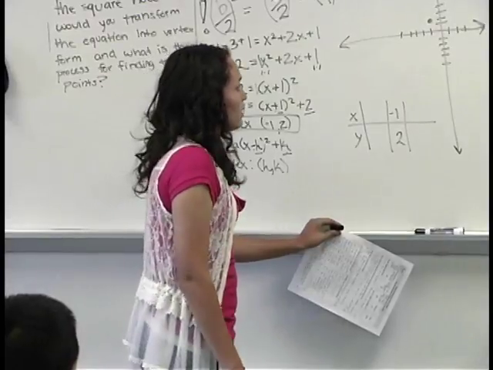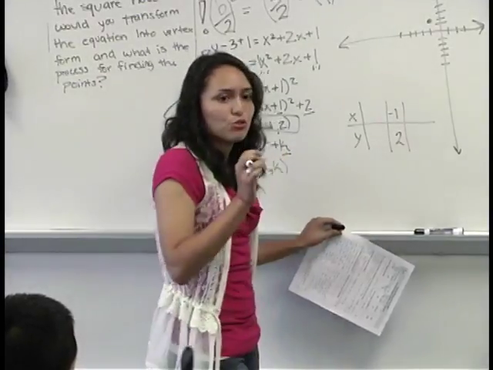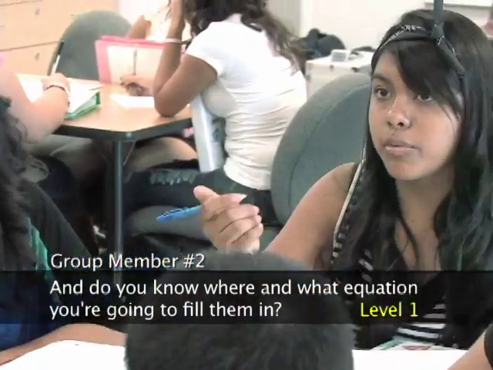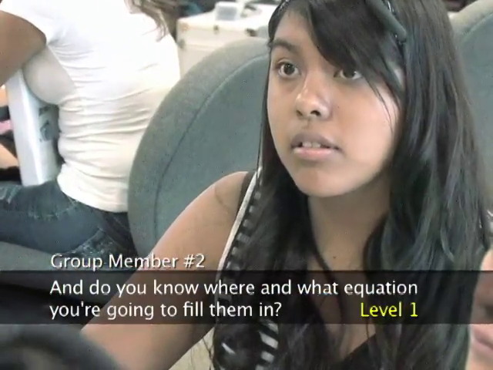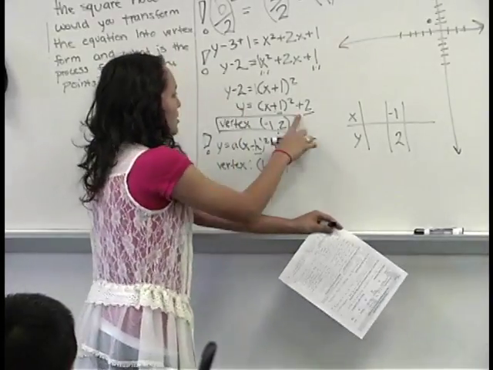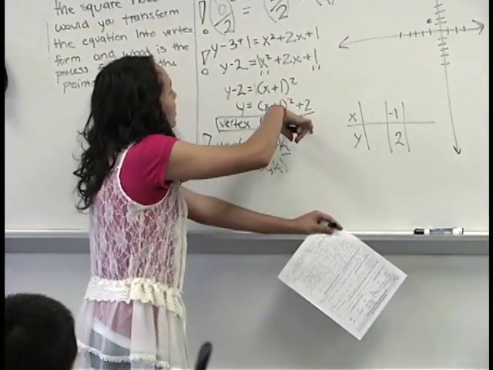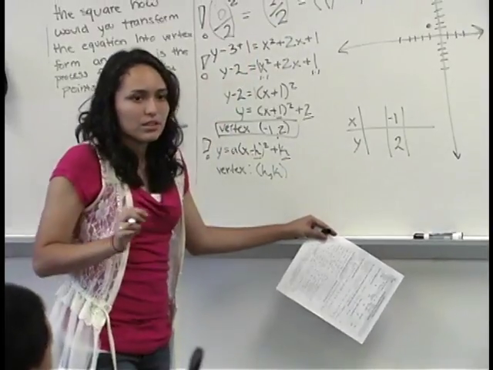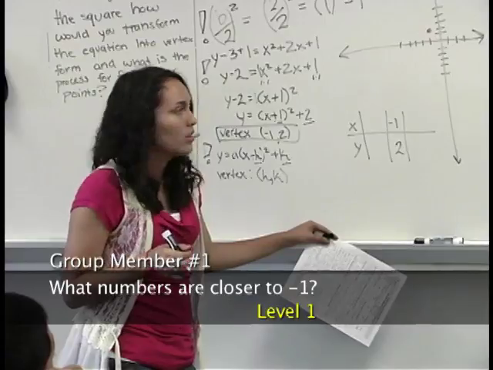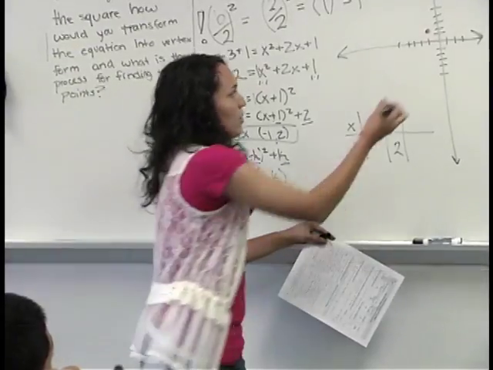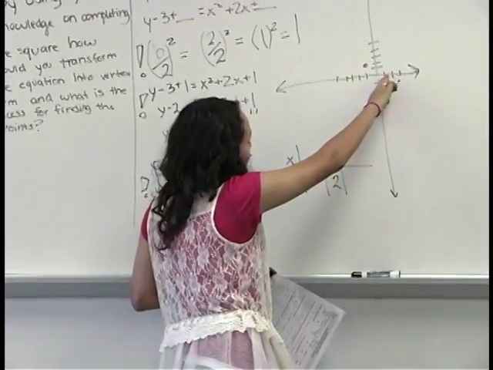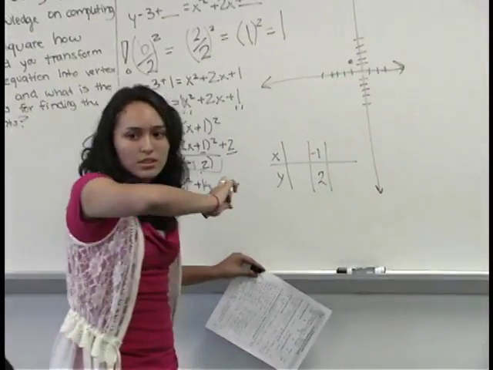Not really. I don't know which numbers to choose to fill in, if I could just choose any. And do you know in what equation you're going to fill them in? This one because I wouldn't have to start all the way over again. What numbers are closer to -1? The closest, like around it. Yeah. 0 and then -2. Yeah.